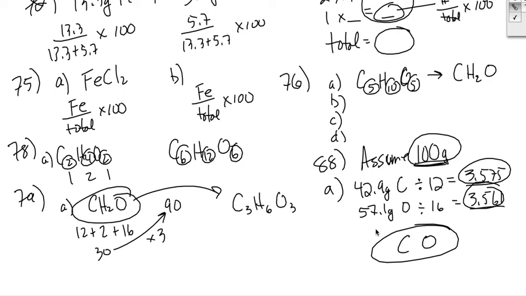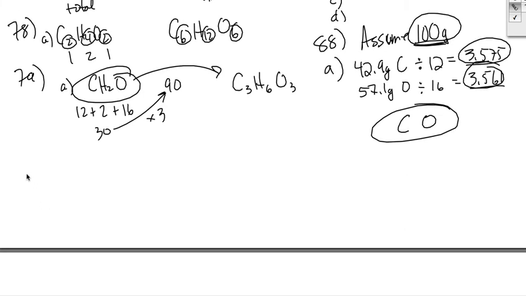Okay? All right. Let's look at just one from number 89. Now, in this one, it says determine the molecular formula for each compound. In 89, you're going to do exactly the same thing we did in number 88. You're going to assume 100.